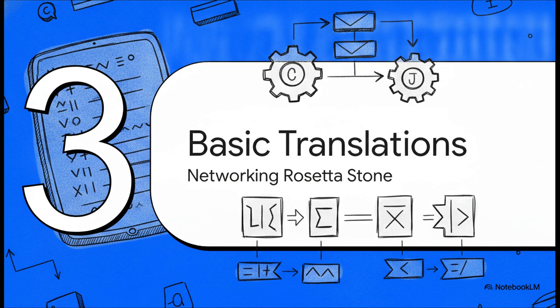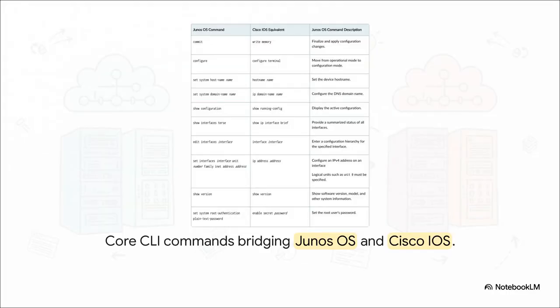Section 3 is where the rubber meets the road. Basic command translations, your networking Rosetta Stone. So we're going to start mapping your daily Cisco vocabulary directly over to Junos syntax. Looking at this cheat sheet of fundamental commands, notice how moving from operational mode to configuration mode goes from configure terminal in Cisco to simply configure in Junos.